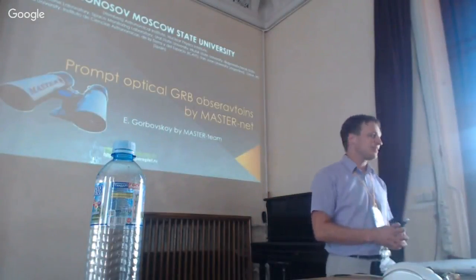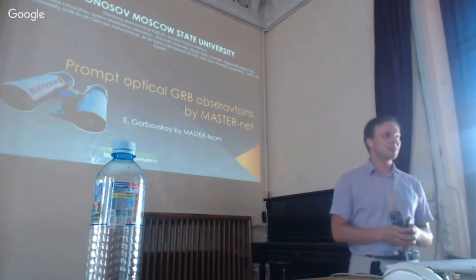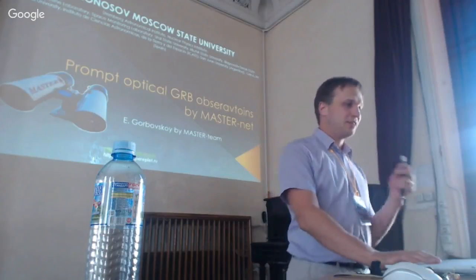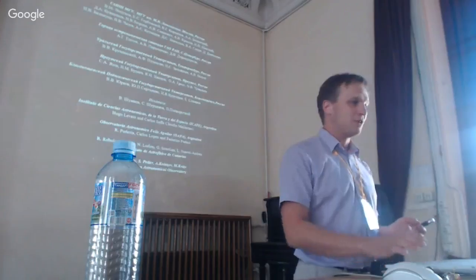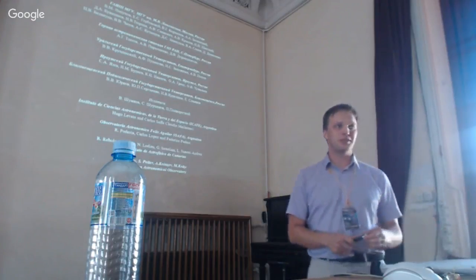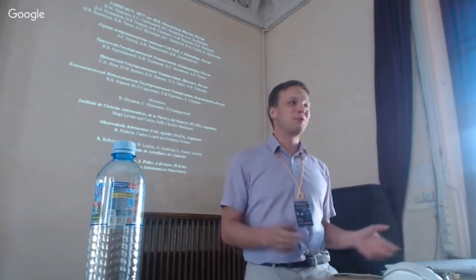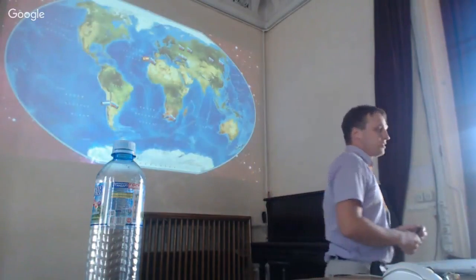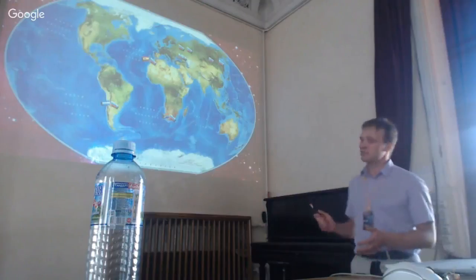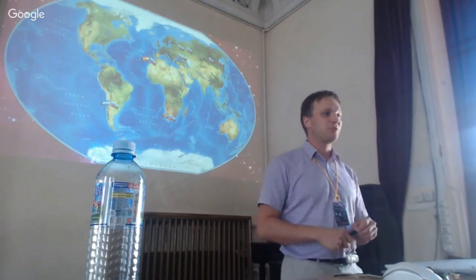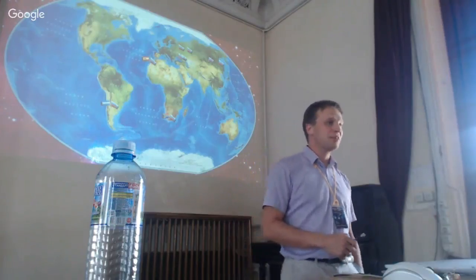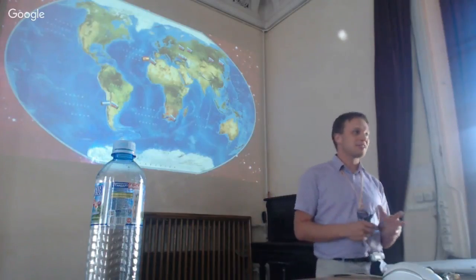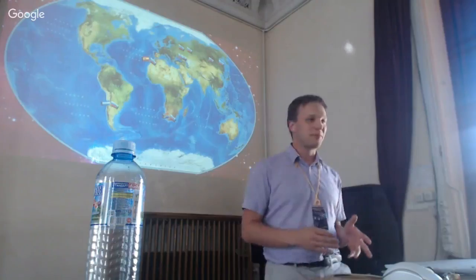Hello, dear colleagues. I would like to present my talk about prompt GRB observations with the MASTER robotic net. I am presenting a talk from the very large MASTER team, which works around the world. This is a list of our co-authors. MASTER, as you know, is spread over four continents in eight places in the world, and we try to solve several tasks during the observations of gamma ray bursts.